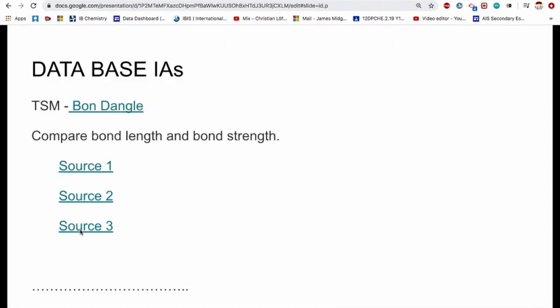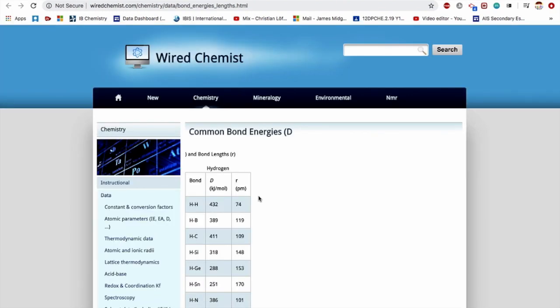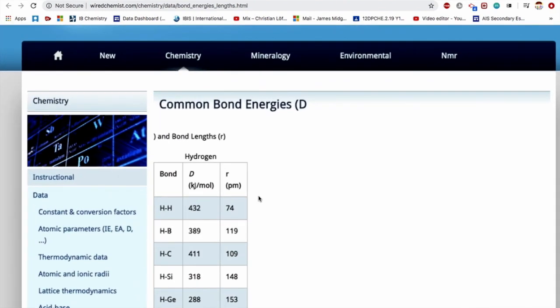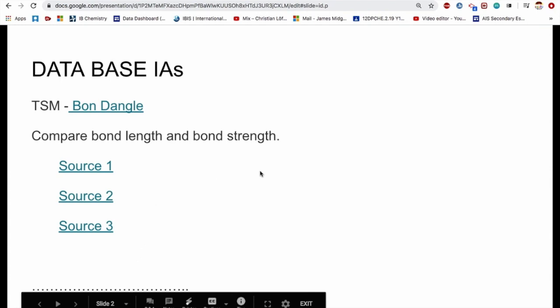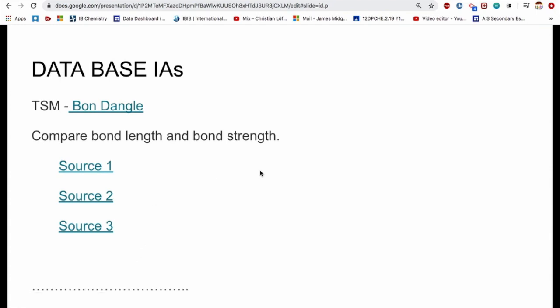And I found this little one here. I can't remember what the units are for this. Does it give me the units? Bond energies, we've got kilojoules per mole, and then picometers again. So you've got some unit conversions to do, and again you need to go on for another 10 sources on there for a reasonable data-based IA. There are many research questions you can think of. Look at the syllabus, go through it, and be creative.